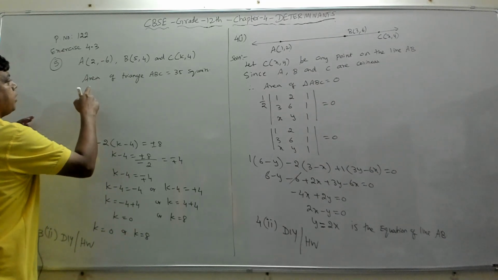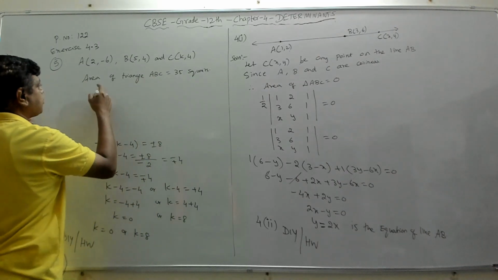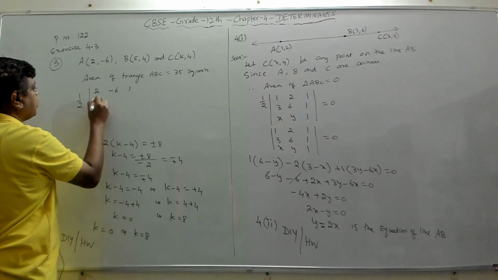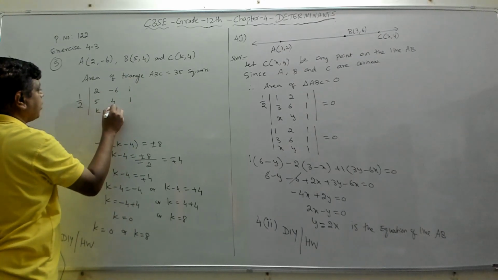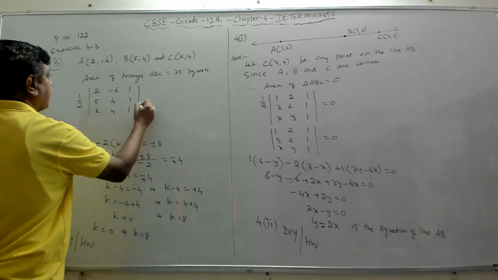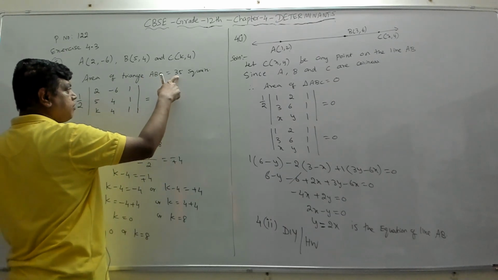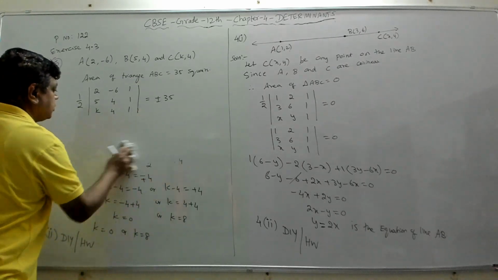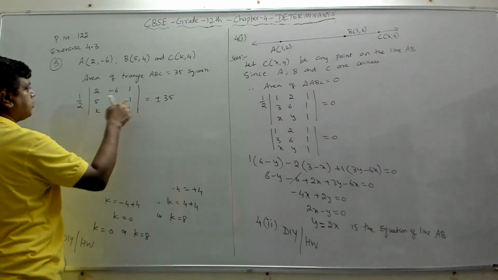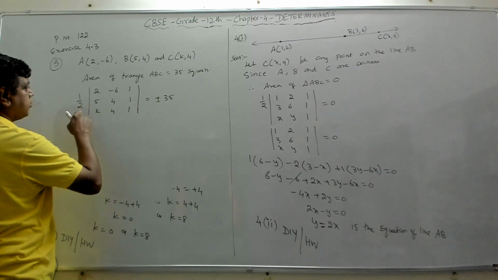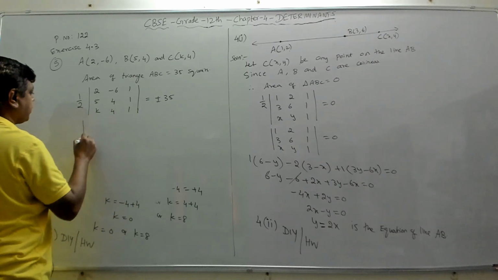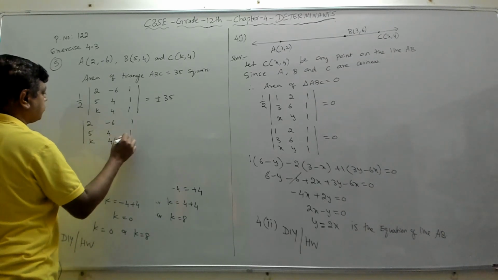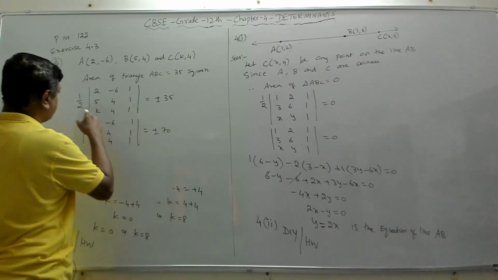Now again, area of the triangle is 35 square units. What is the area of the triangle formula? Half of determinant of x1 y1, so 2 minus 6 1, 5 4 1, k 4 1, that is equal to 35 square units. If the area is given as 35, then you have to put determinant value as plus or minus 35. This is something that you have to be very careful about. So if this 2 goes to this side, it will become plus or minus 70. You will get determinant of 2 minus 6 1, 5 4 1, k 4 1 equal to plus or minus 70.